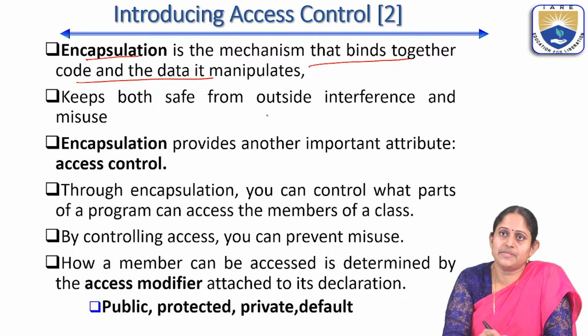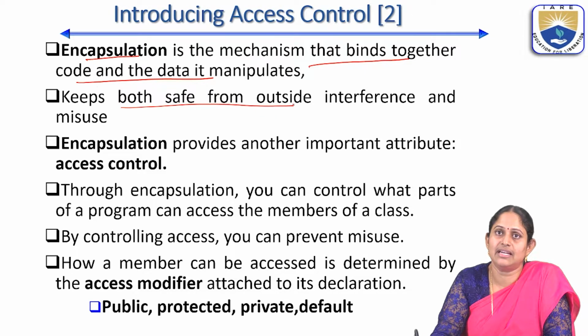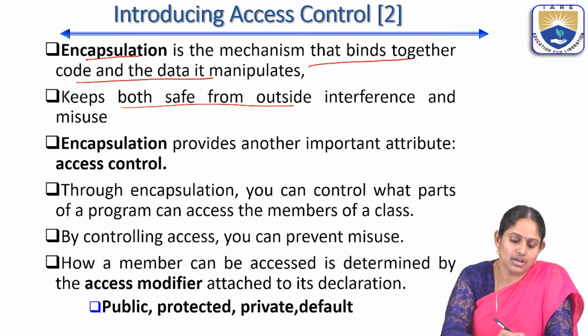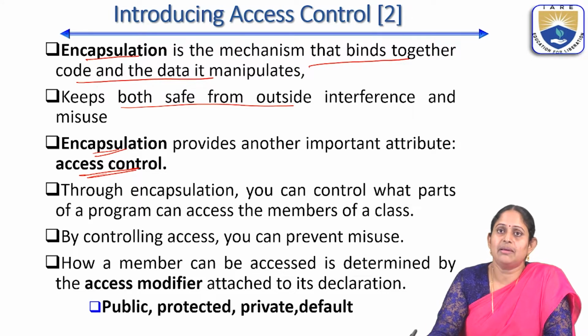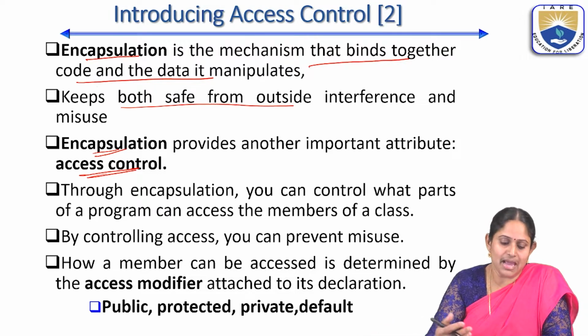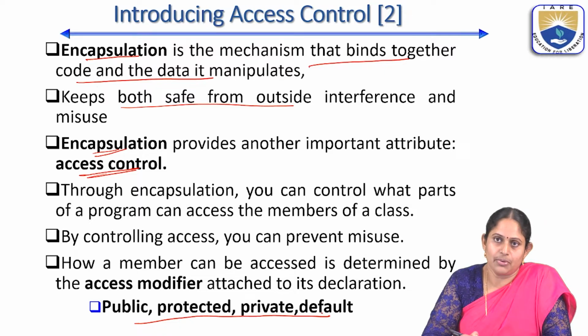So it also helps in keeping the data safe from outside interference and misuse. So this encapsulation will provide the access control mechanism. If we want to use any member which is present inside the class from outside it, then there are some access specifiers which we have to look into. The 4 access specifiers available are public, protected, private and default.